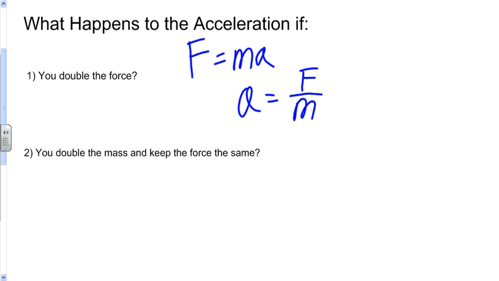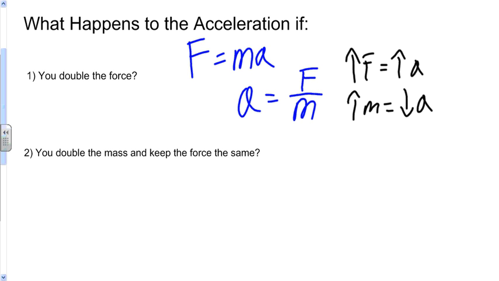What Newton's second law said is that the force and the acceleration are directly proportional, and that the mass and the acceleration are inversely proportional. So what that means is if we increase the force, it'll cause an increase in the acceleration. And if we increase the mass, it will decrease the acceleration. So what we're going to find out today is by what factor increasing or decreasing the mass or the force will affect the acceleration.